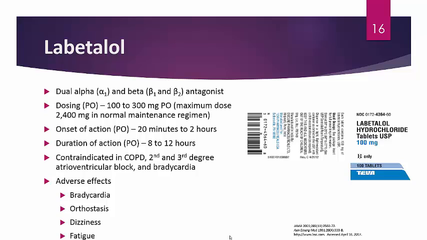Its onset of action is between 20 minutes to 2 hours, and its duration of action is between 8 and 12 hours. It is contraindicated in COPD, and this is most likely due to its effects on beta-2, or its lack of effects on beta-2, in addition to second and third degree atrioventricular block, as well as bradycardia, which is a hallmark adverse effect of the beta blocker class. Its adverse effects include bradycardia, orthostasis, dizziness, as well as fatigue.